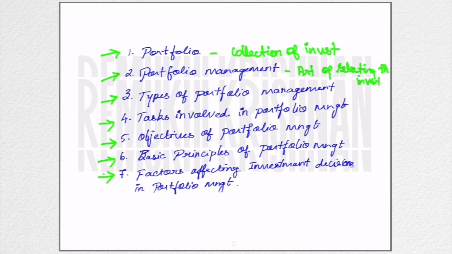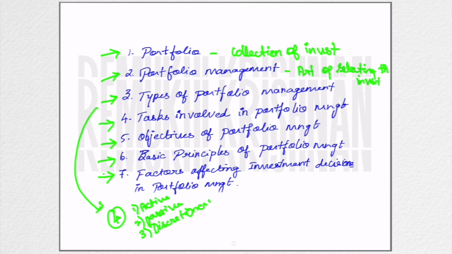What are the types of portfolio management? We got 4 types: active, passive, discretionary, and non-discretionary. Active and passive is about how actively your portfolio manager is involved in selling and buying stocks for you. Discretionary and non-discretionary is about the rights which the investor provided to the portfolio manager. And we saw the 4 basic tasks involved in portfolio management, and the objectives of portfolio management.